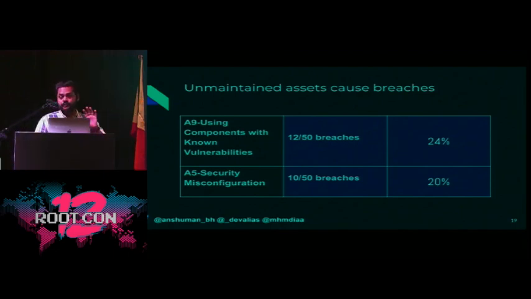So you can see almost 50% of the total number of breaches are because of things that exist in your infrastructure and you just don't know about them, right? Using components with known vulnerabilities is basically using outdated JavaScript libraries or outdated software that you shouldn't be using. And if you can fix them, you're going to take care of 24%, right?